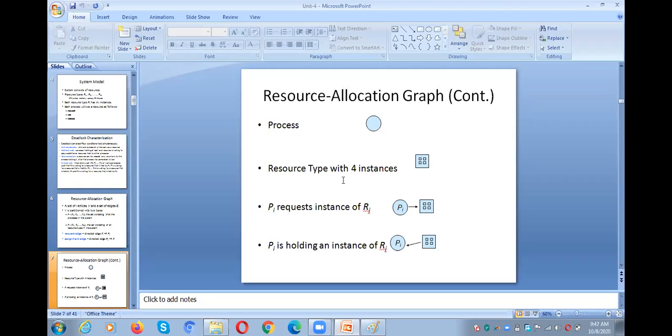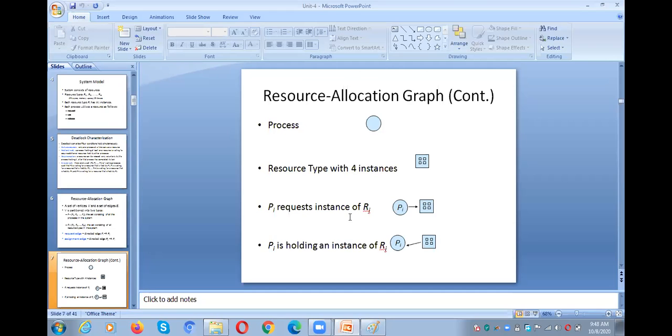For example, for a resource type, there are four instances of one resource type. So here these small blocks are there in the rectangle, right? So in the square, sorry. Usually we need to represent it with the rectangle. So this is a rectangle, okay? Inside the rectangle, we have four dots, right? Those dots represent four instances. That means we have four resources of that type.